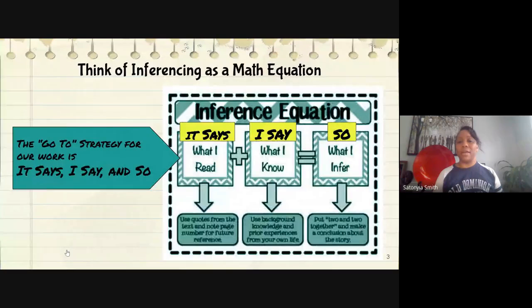Okay. So when you're thinking of inferencing, which is the skill that you use to tell me what's happening in that picture from the discussion post in number 2, you need to think of it as a math equation. So this is our go-to strategy. It says plus I say equals so. So when I say it says, I'm talking about what you've read. You should use quotes from the text to get clues about what's happening in the story. So you add that to what I say. And that's what you know about what's going on. So for this part, you want to use that background knowledge and prior experiences from your life to help you determine what's happening. So you couple those things together, and then it's so. And that's what you infer. So you put 2 and 2 together, and you make a conclusion about the story.